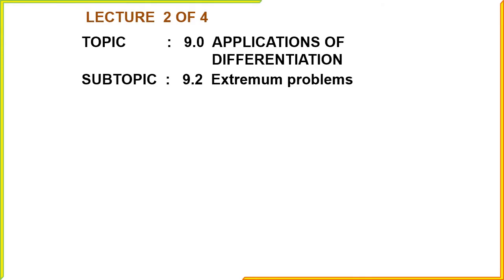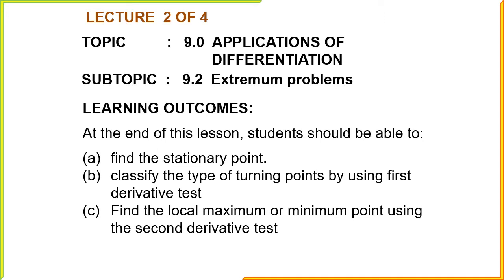Assalamualaikum and good day. Today we are going to continue with lecture 2 of chapter 9, which is going to focus on extreme problems. So at the end of this lesson, students should be able to find the stationary points and then classify the type of the turning point by using the first derivative test, and then find the local maximum and minimum points using the second derivative test. So we have 3 learning outcomes for today.